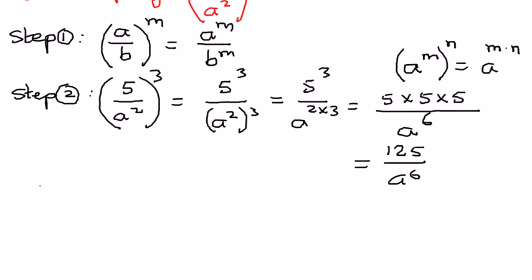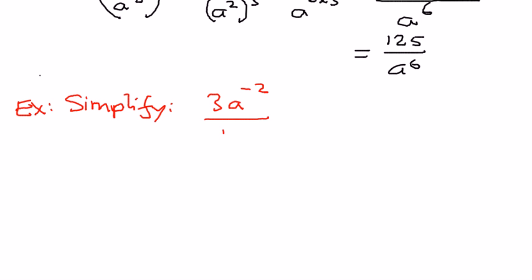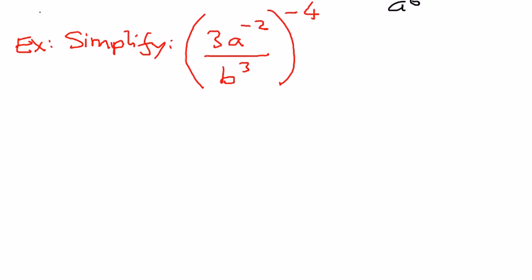Let's look at another example. In this example, we want to simplify 3a to the power of negative 2 divided by b to the power of 3. This whole thing is raised to the power of negative 4. Okay, so we will apply the laws of exponents to simplify this particular example.